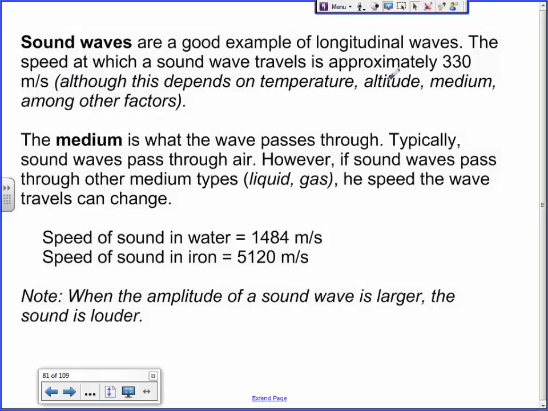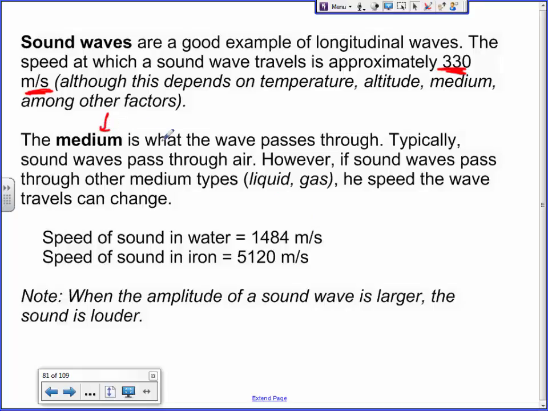So here's something I need you guys to know. I will give this to you on tests. But sound is about 330 meters per second. That's actually an important value to know. On a test, I should give you that number. But just so you're aware, on any test questions, if it feels like you're missing information, that's the speed of sound. Roughly, because it actually depends on temperature, altitude.